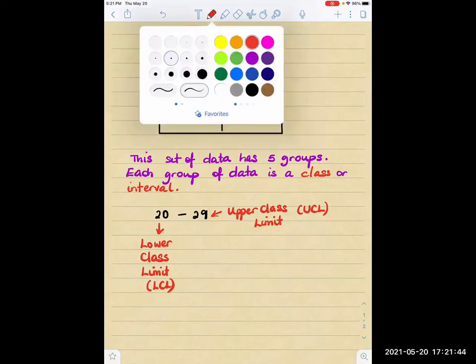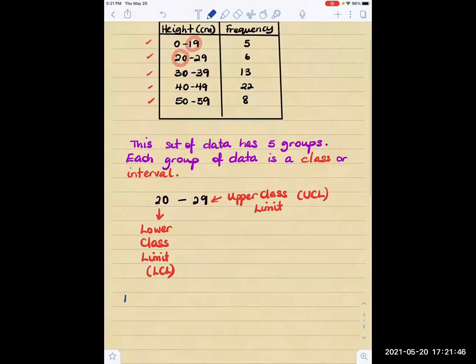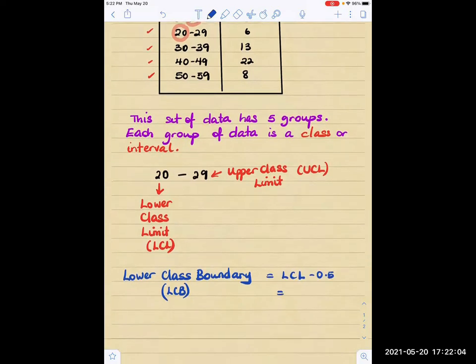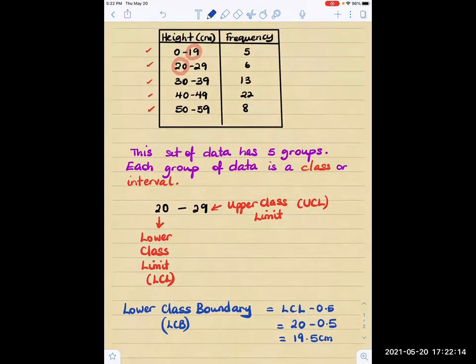So for our class boundaries, the first being the lower class boundary, also known as LCB, is simply the lower class limit minus 0.5. So the limit was 20, take away 0.5. This is 19.5 centimeters. What it means is that every height 19.5 upwards will be found in that interval.